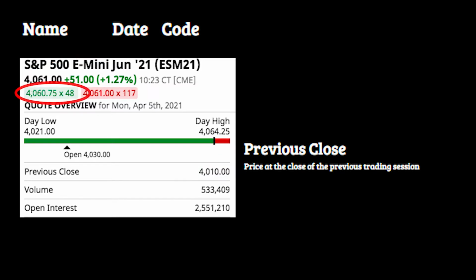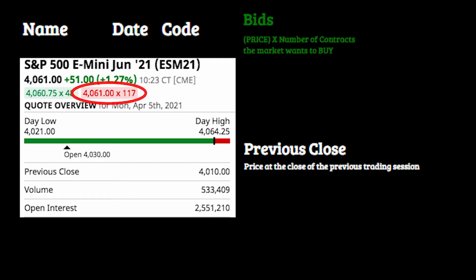And right below that are the bids. This is pretty much the price and the number of contracts that the market is trying to buy at that price. So you can think about it like this, you're physically at a market and you see 48 different people that are trying to buy this contract at 4,060.75 points. Or it could mean that one person is trying to buy 48 contracts at that price, or it could be like 2 people are trying to buy 24 contracts each at that price. It's just the number of contracts.